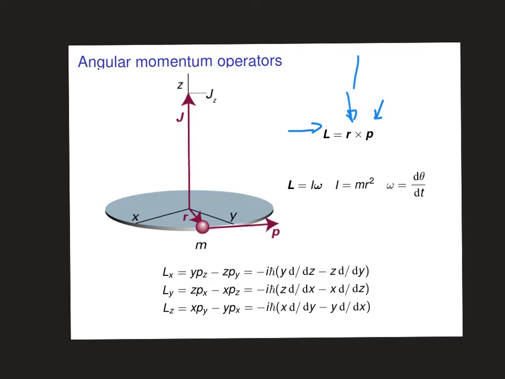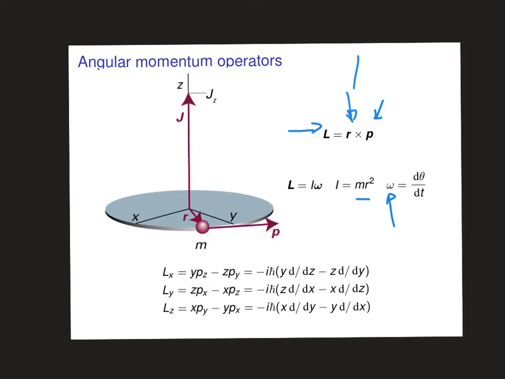So we have the angular momentum, we have the moment of inertia, which is basically the equivalent of the mass, which is the mass times the radius of the rotation squared. And then we have the angular velocity, which is omega, written here, which is the variation of the angle with respect to time.